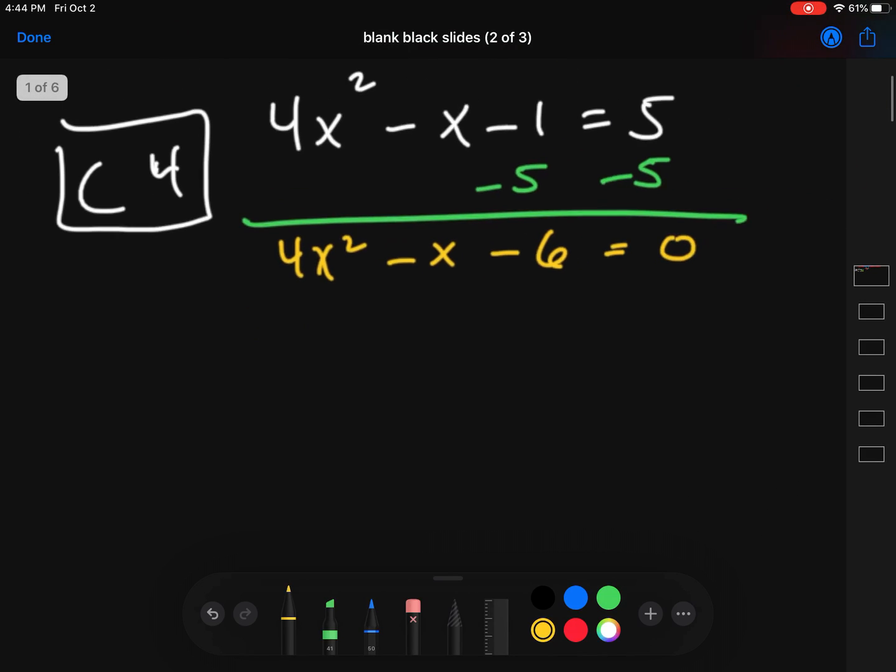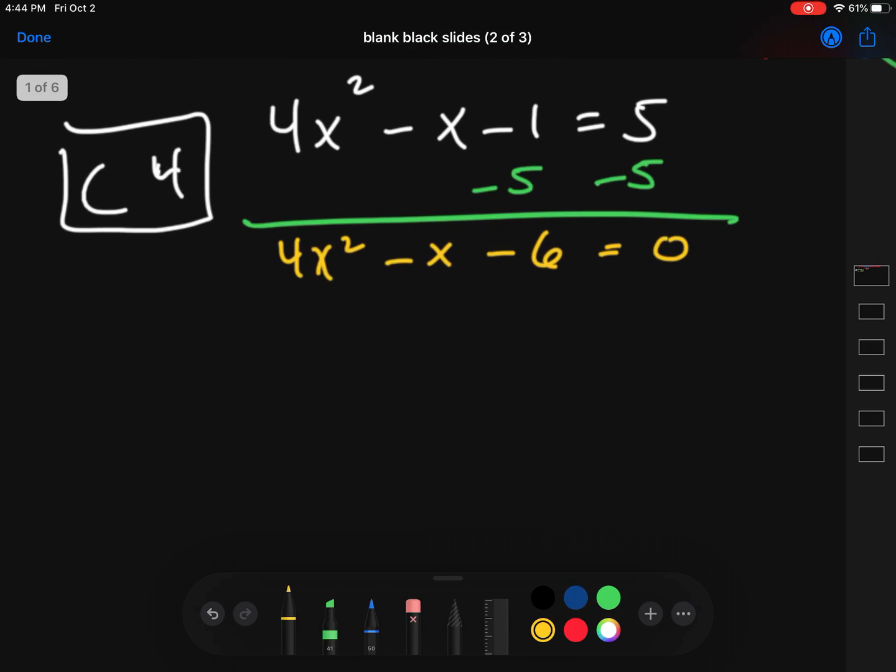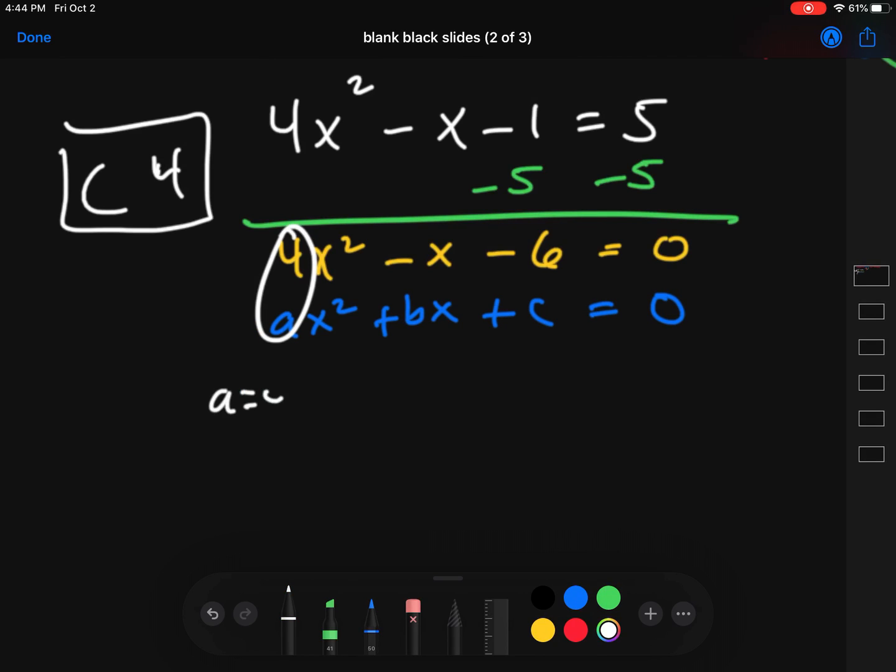Okay, now remember from standard form, we can identify the A, B's, and C's. So A is 4, B is negative 1. Why is it a negative 1? Because you can always place a 1 right there. And C equals negative 6.